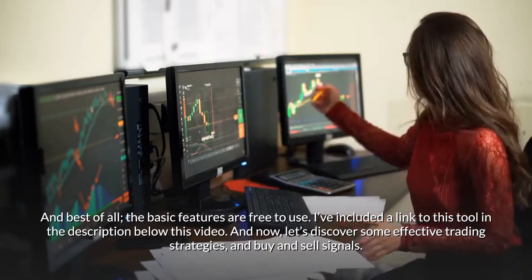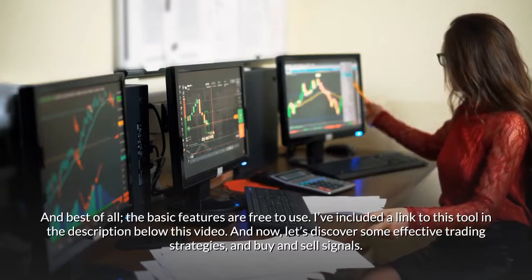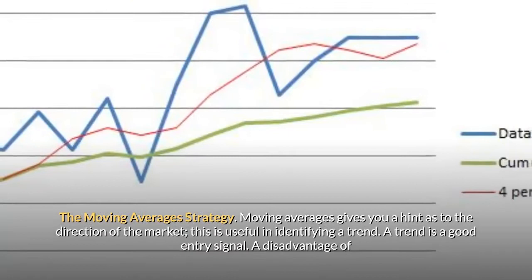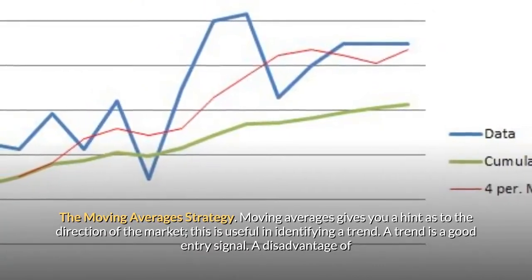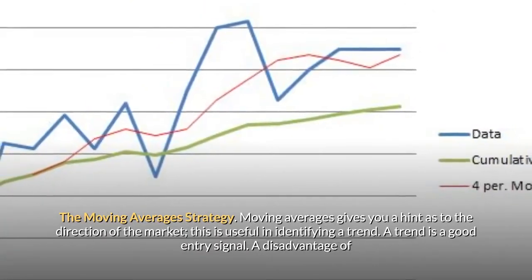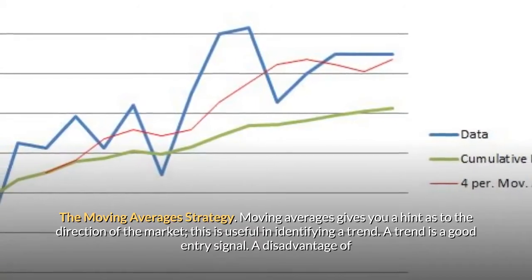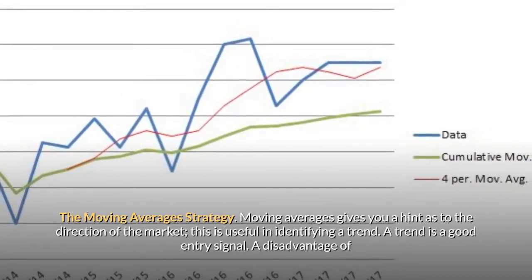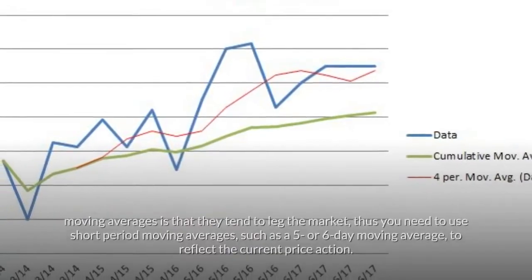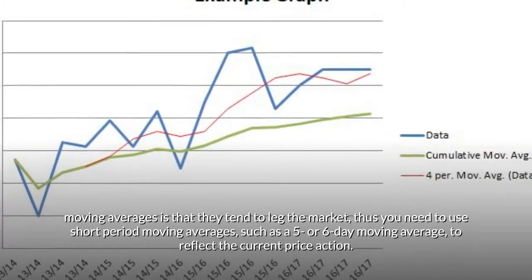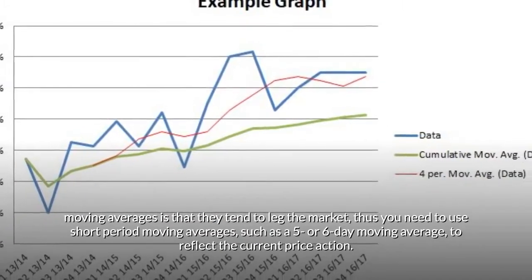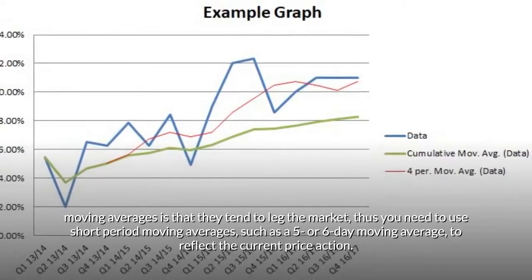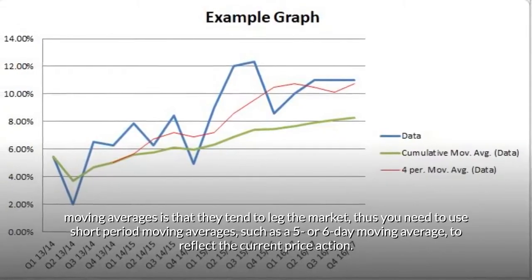And now, let's discover some effective trading strategies, and buy and sell signals. The moving averages strategy. Moving averages give you a hint as to the direction of the market. This is useful in identifying a trend. A trend is a good entry signal. A disadvantage of moving averages is that they tend to lag the market, thus you need to use short-period moving averages, such as a 5 or 6 day moving average, to reflect the current price action.